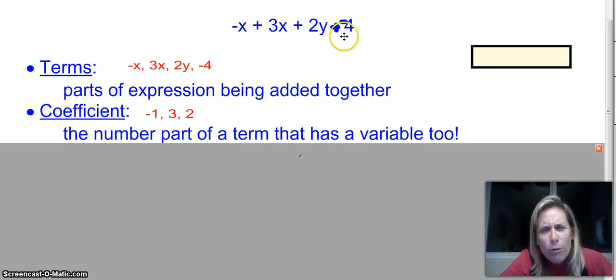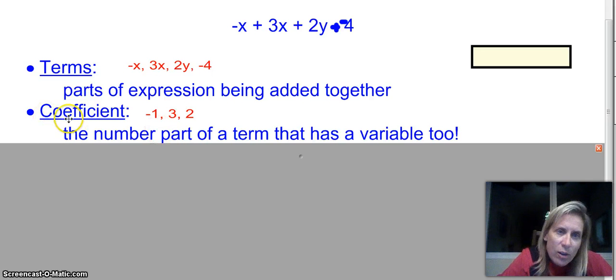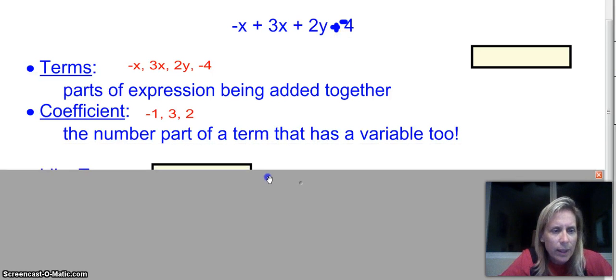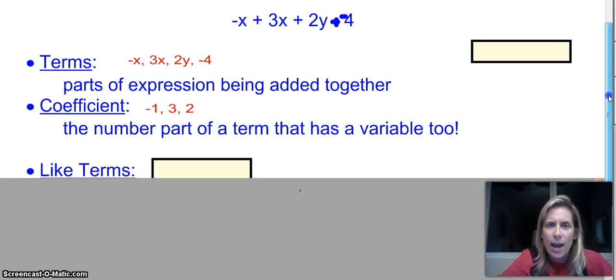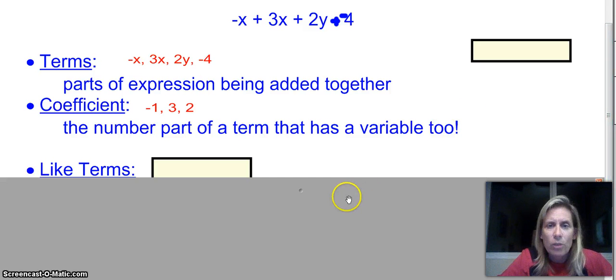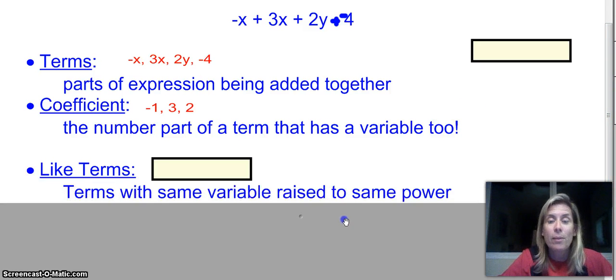Why is there no coefficient in the term -4? Well, that term does not have a variable, right? So a coefficient shares a number and a variable, and there is no variable there. It is not a coefficient, okay? Like terms. What do like terms have? Like terms have the same variable raised to the same power. So when we have like terms, we can combine them, and that's what we're going to do next.